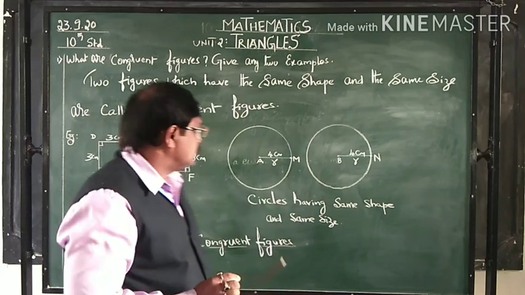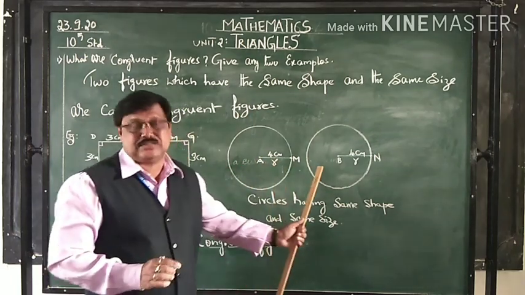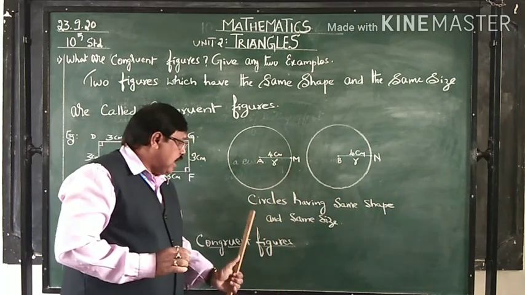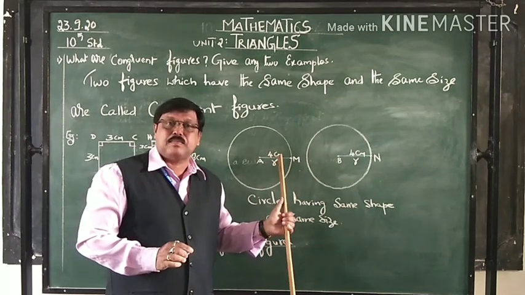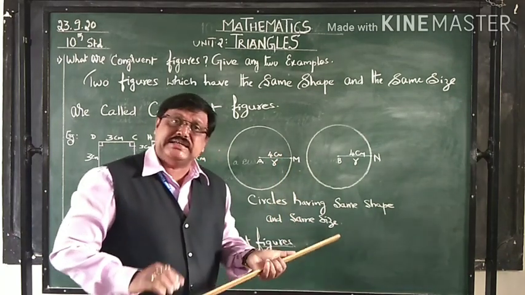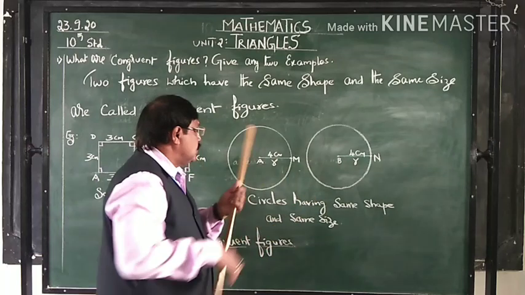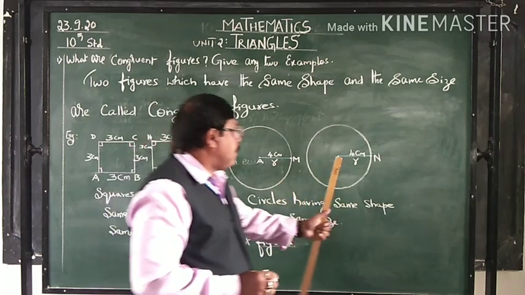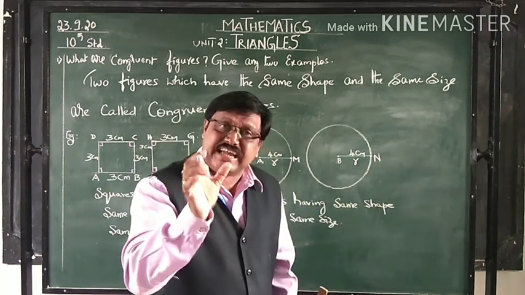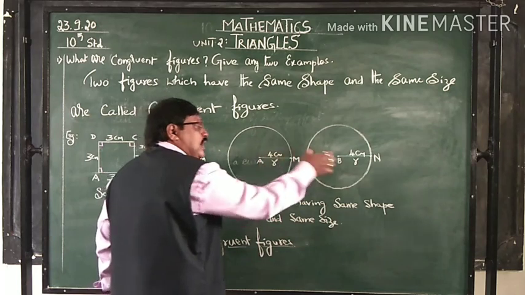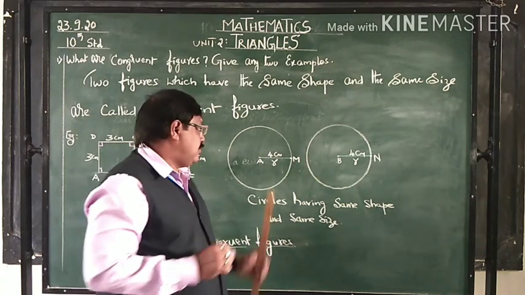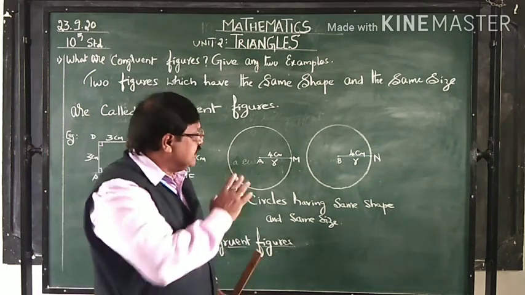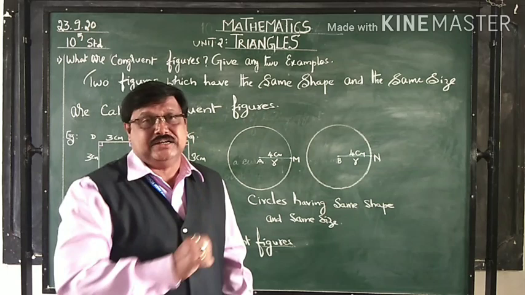Like that, if you see these two circles, circles having same shape and same size, how do you know that they are congruent? AM is the radius of the first circle, BN is the radius of the second circle. Two radii are equal. Here it is 4 centimeters. So I can say these two figures are congruent.